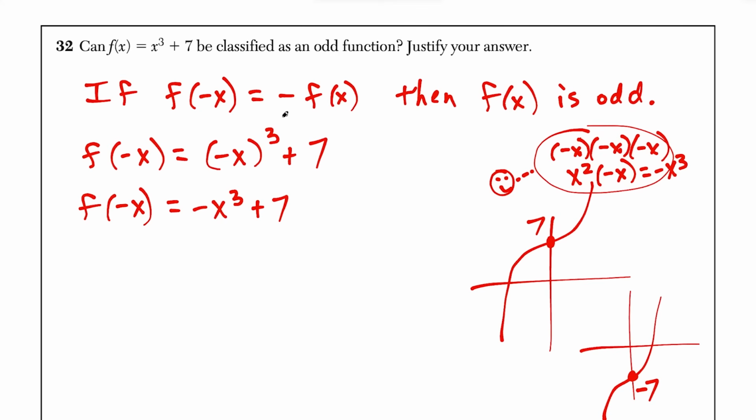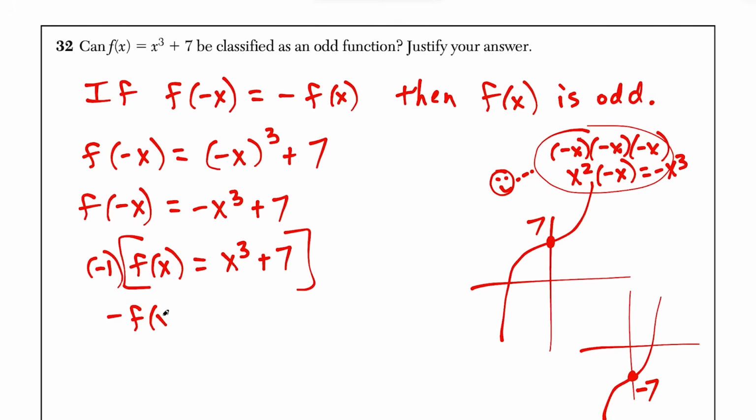Now, negative f of x would be if I start with this equation here, f of x, which is equal to x to the third plus 7, and I multiply the whole equation here by negative 1. This would give me negative f of x equals, and if I distribute the minus 1 on the right, I get minus x to the third minus 7. So now focus here on f of negative x and negative f of x. Notice that these do not match. So that tells us that f of x is not odd.